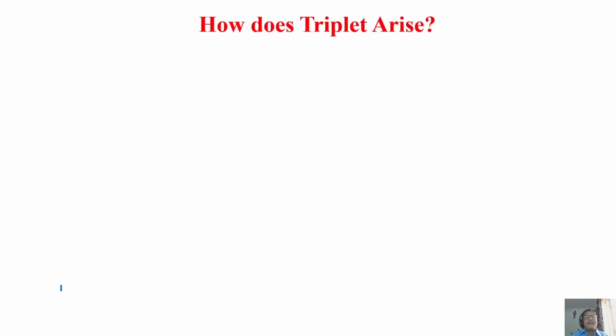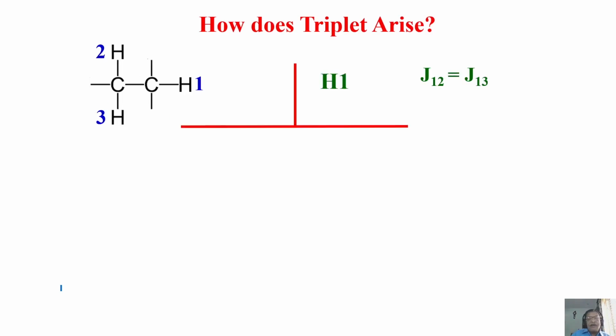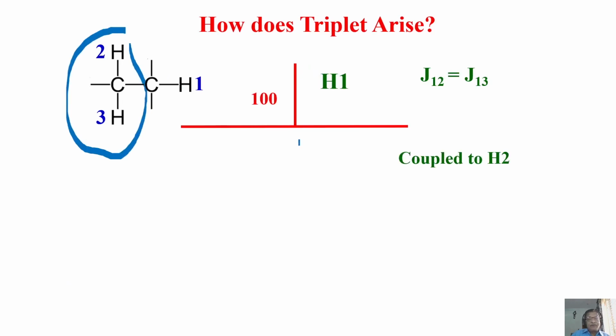How does this triplet arise is something interesting. Let us understand this now. How does the triplet come? I will start with a simple case. Without any splitting between these two, this will give a singlet. Now I'll bring the coupling to proton 2.